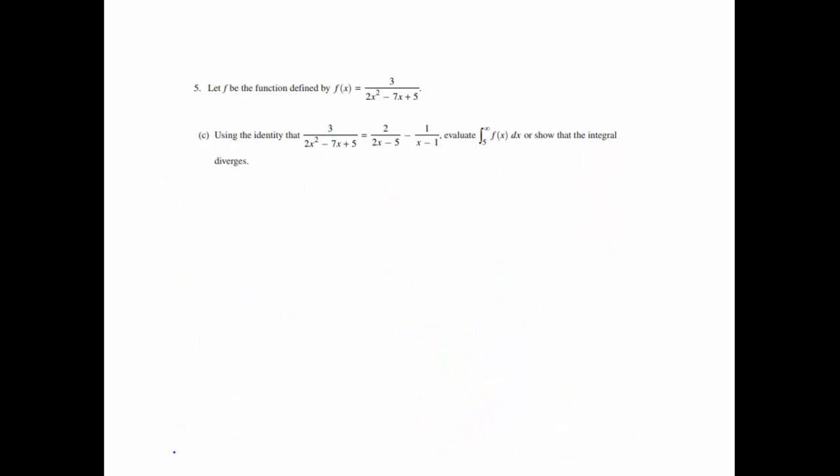All right, for part number 5, part C, using the identity that 3 over 2x squared minus 7x plus 5 equals 2 over 2x minus 5 minus 1 over x minus 1, evaluate this integral, or show that the integral diverges. Okay, they kind of nicely helped me out here because they're getting it set up as a partial fractions problem for me. So really they're wanting me to find this answer. So it definitely is a partial fractions problem.